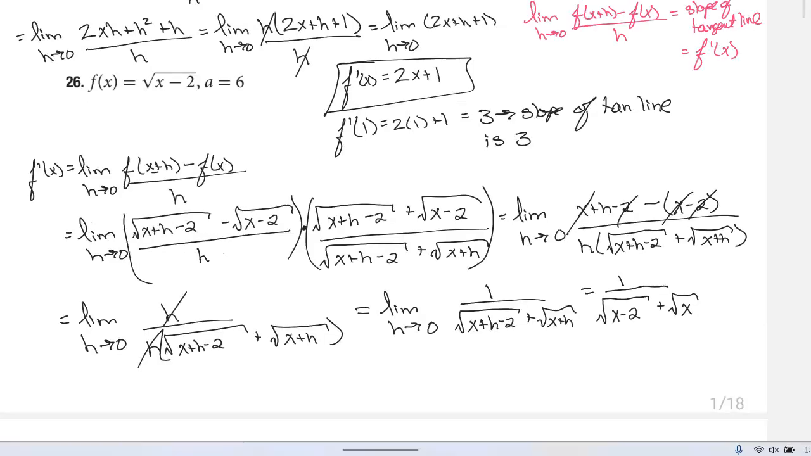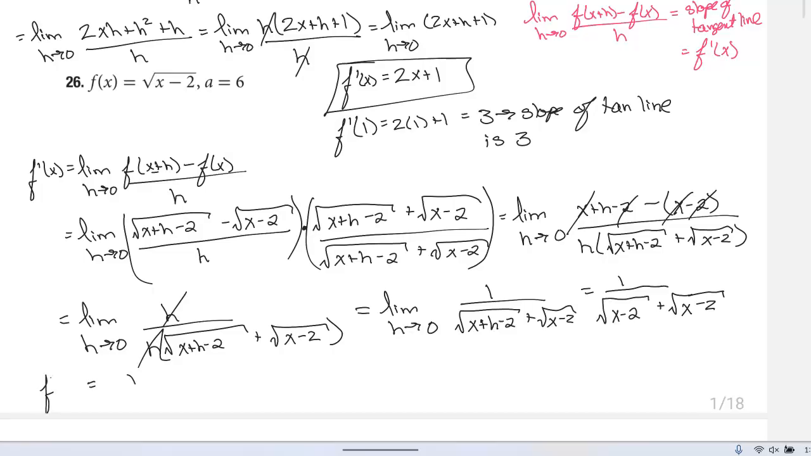I just realized I wrote this incorrectly. Back up here, I've got square root of x plus h minus 2 plus square root of x minus 2. This should be a minus 2 down here instead of the h. So let me go back and correct this, and you can see how this is going to simplify in just a minute. This would be a minus 2 here. This would be a minus 2 here. So this is the square root of x minus 2 here. And now you see I have two of those.